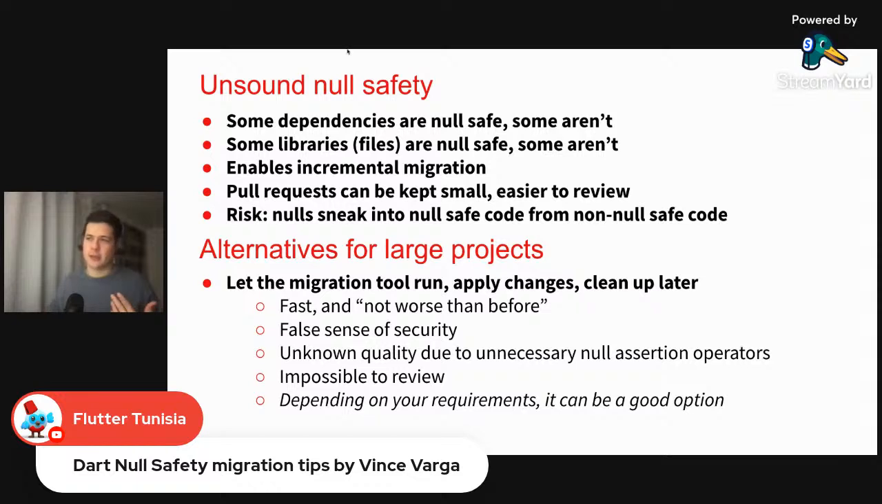The most important disadvantage for us was that nulls can sneak into your null-safe code from non-null-safe code. What I mean by this is when you have non-migrated files, Dart cannot know whether a value is a nullable int or a regular non-nullable int, because in the old versions of Dart, you didn't need to declare that. And when you pass that value into an already migrated file, where you would assume that there cannot be any null exceptions anymore, with unsound null safety, it can still happen, because the nulls can sneak into your null-safe code from your non-null-safe code. Still, we decided to go with unsound null safety.